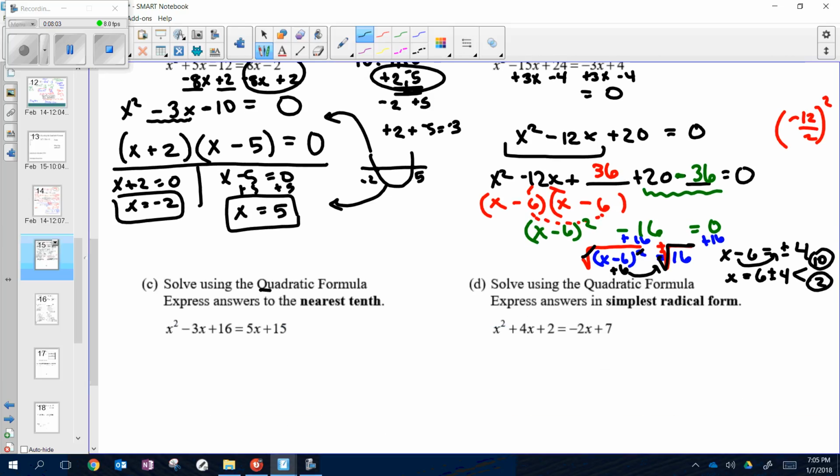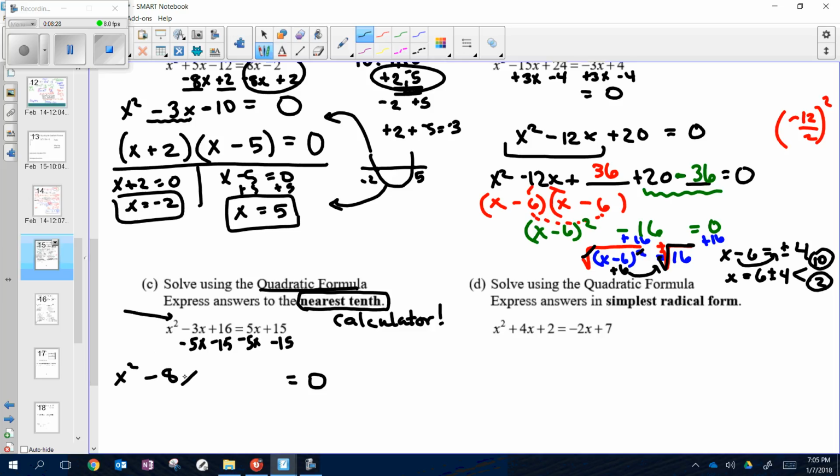Now I'm going to solve using the quadratic formula, and it tells me I'm going to the nearest tenth, which is my hint to know to go to my calculator at some point. So I need to get the thing in the right form. Subtract 5x, subtract 15, subtract 5x, subtract 15. If you notice, every time I see a quadratic, x squared, I'm trying to get it set equal to 0 so that I can take a good look at it. X squared minus 8x plus 1 equals 0.